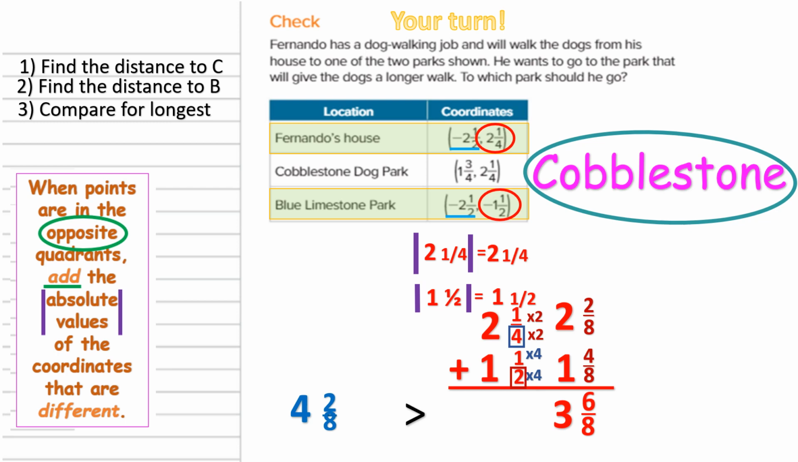If my axis that is different has the same, they're in the same quadrant, they're both negative or they're both positive, then I'm going to subtract their absolute values. If they're in opposite quadrants, in opposite locations, one is positive and one is negative, then I'm going to add their absolute values. Those will give me my distances.